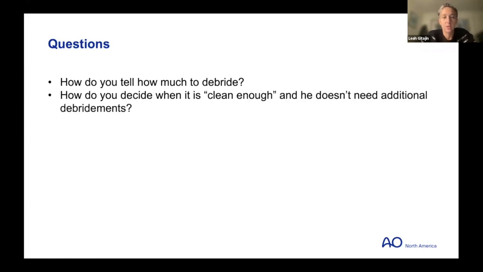With regards to my second question, intraoperative challenges: how do you decide when it's clean enough and when it doesn't need any additional debridements? I'd like to get other people's opinions. Mike and Aaron, what do you guys do? How do you tell when it's time to stop debriding and move on to the next step? Well, like I said, if it's purulent, if I see pus, I definitely do at least 2.